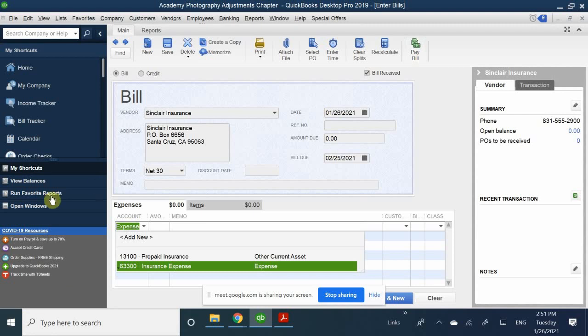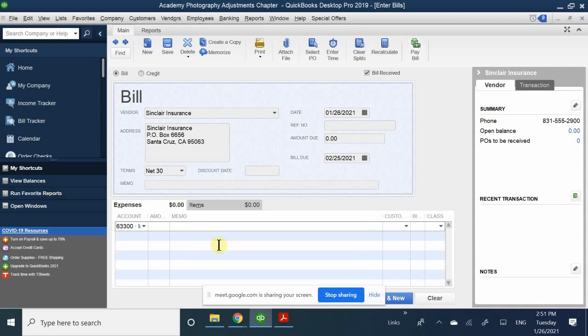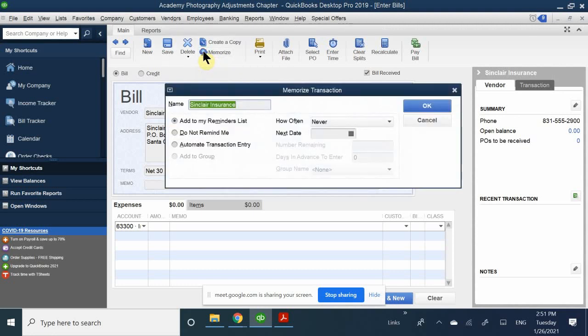Okay, so insurance expense. From here, at the very top of the window, is where you actually start saving your information, or in this case, you want to memorize your transaction. You're going to go all the way up to the top and click that Memorize button. Once you do that, you have this little Memorize window that allows you to title this.